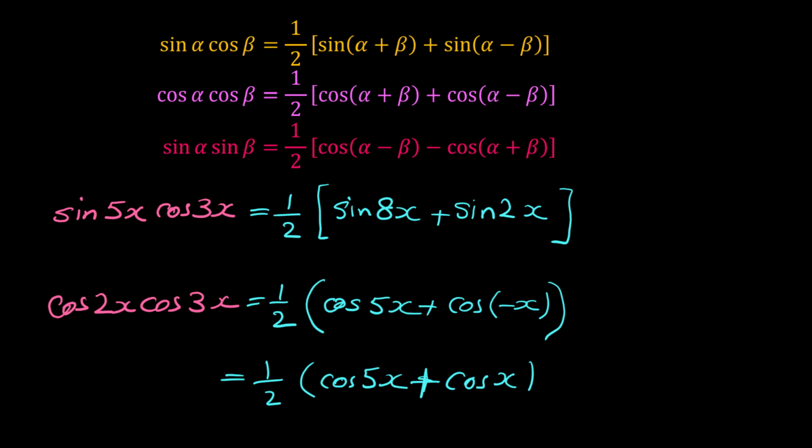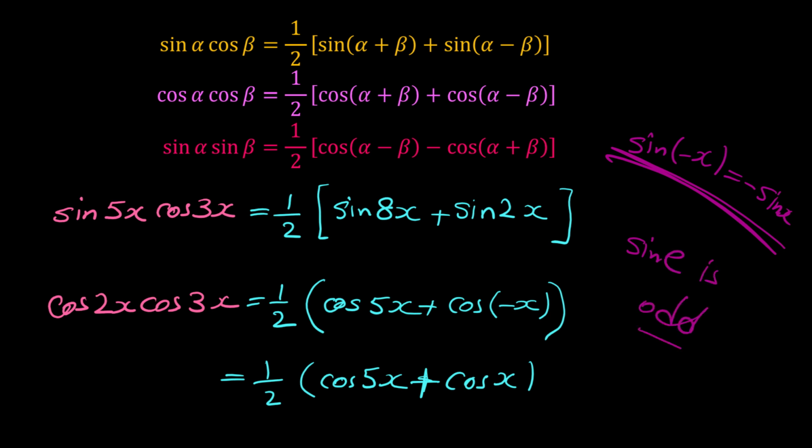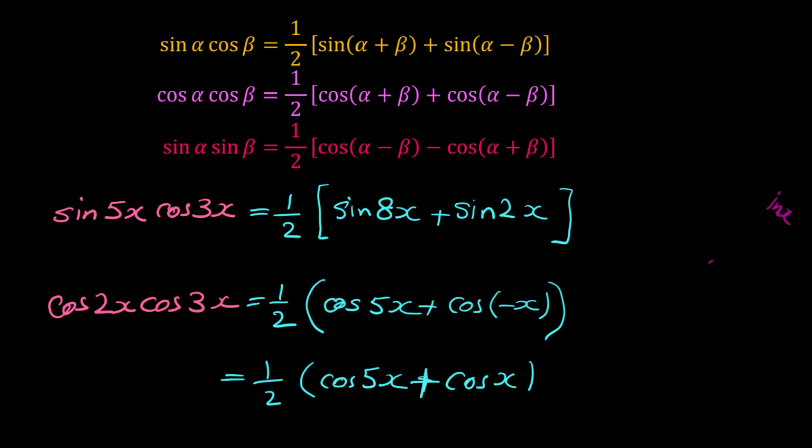But attention, sine is not an even function. If for sine we have a negative, you cannot ignore this negative. Sine of negative x is negative sine of x. And this is because sine is an odd function. Let me show you this difference by an example. Look at this example here that we did together. Sine of 5x cosine of 3x is 1/2 sine of 8x plus sine of 2x.